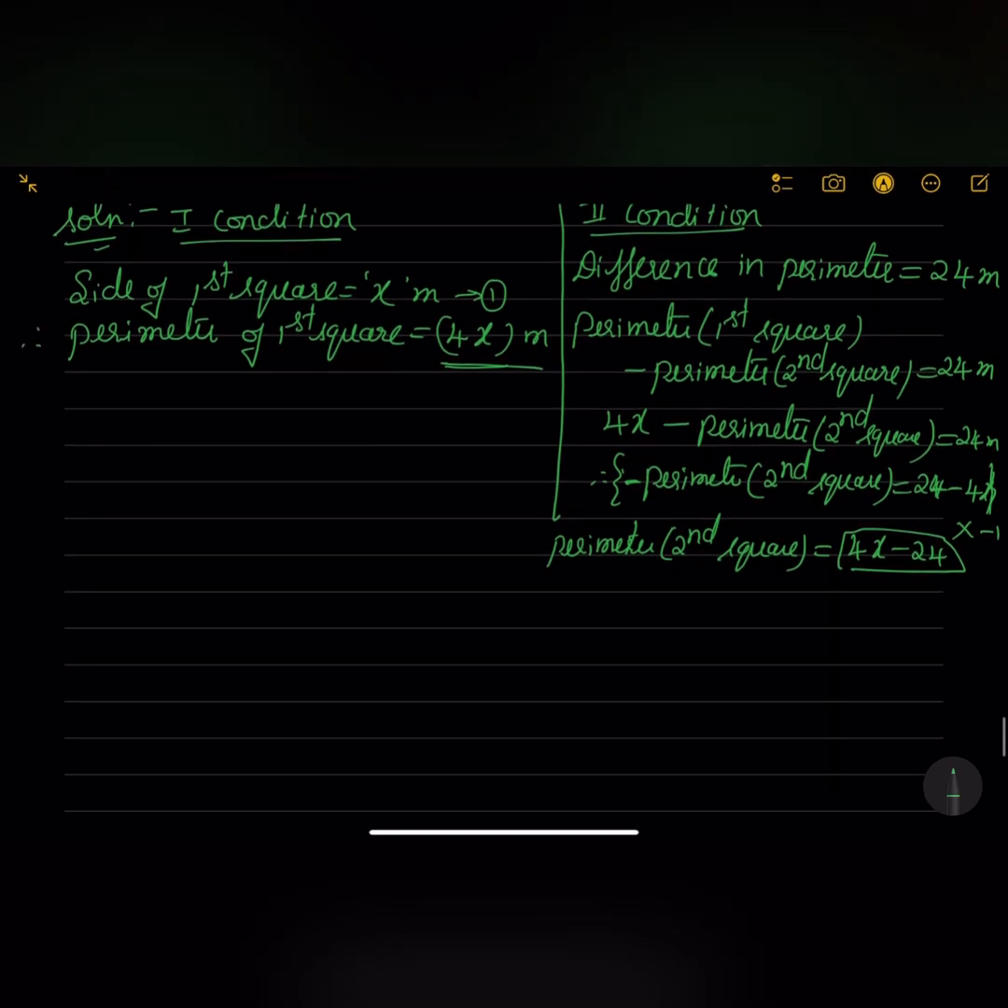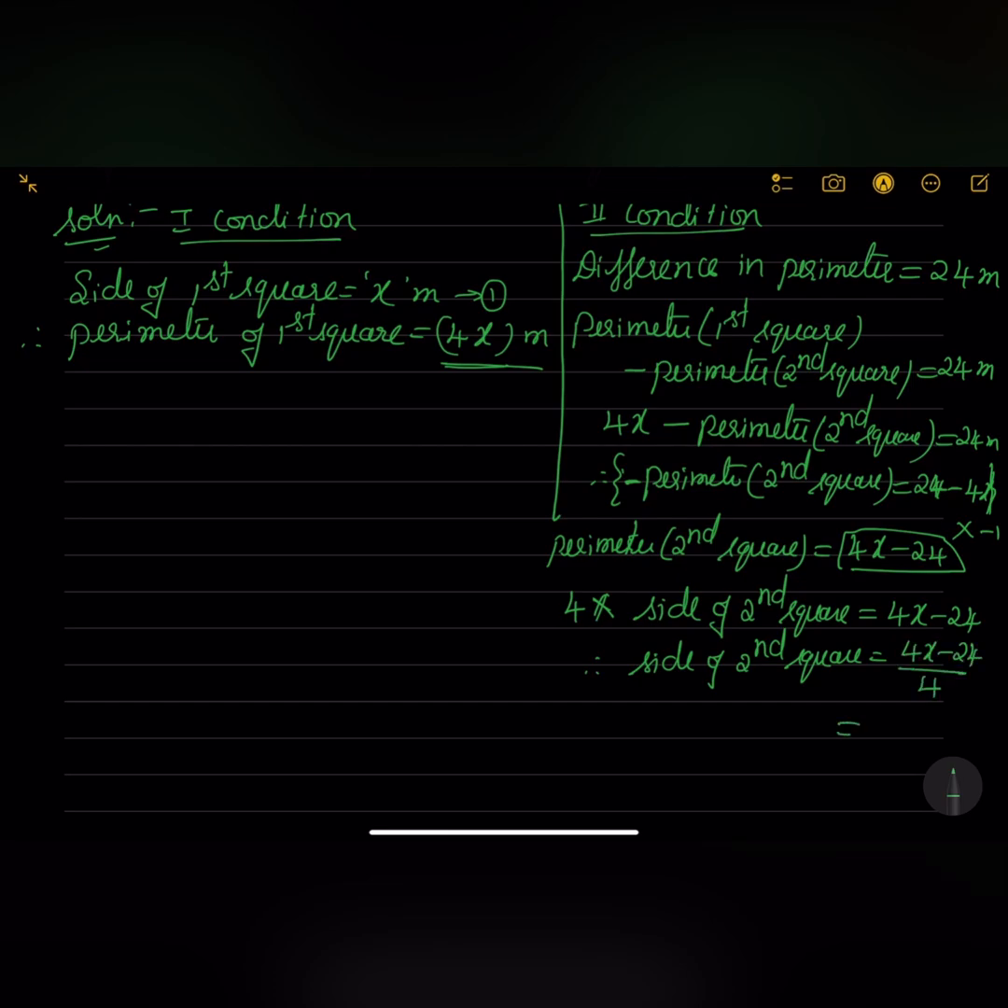And now what? Therefore, side of the second square. Now this perimeter will be taken as 4 into side of second square, is it not? Perimeter means the sum of all the four sides. So 4 into side of second square is 4x minus 24. Therefore, side of second square is equal to 4x minus 24 by 4. If we divide these two terms, 4x and 24, by 4, we get x minus 6 meters. So this is the side of the second square.